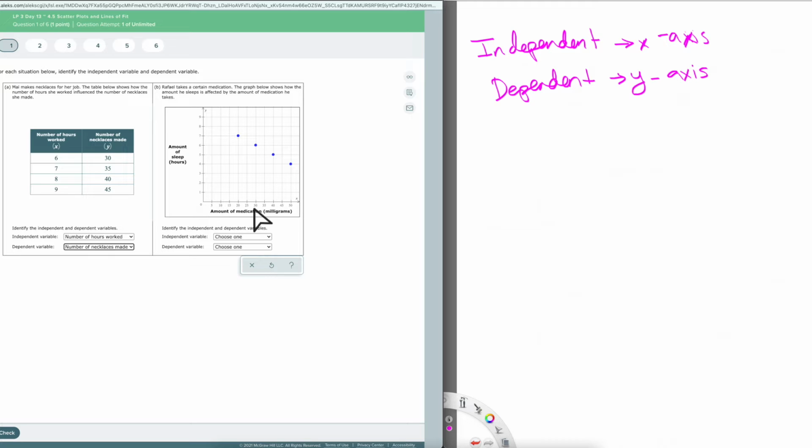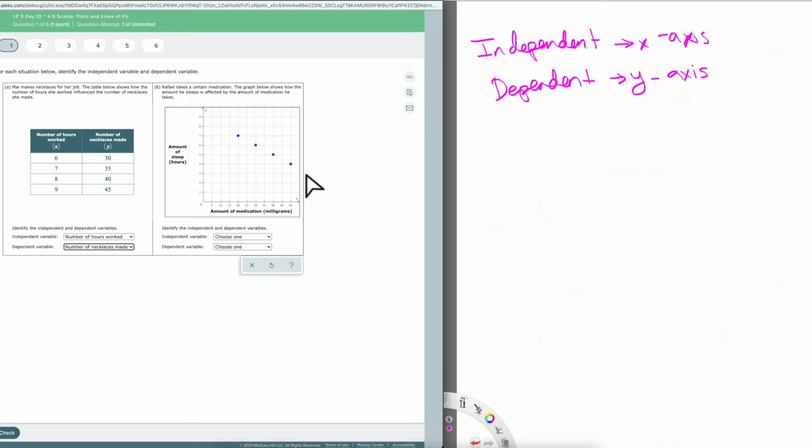So for this one, if he takes 20 milligrams, then he sleeps 7 hours. If he takes more, if he takes 50 milligrams, then he only sleeps 4 hours. So the more he takes, the less he sleeps, it looks like, is what this relationship is.